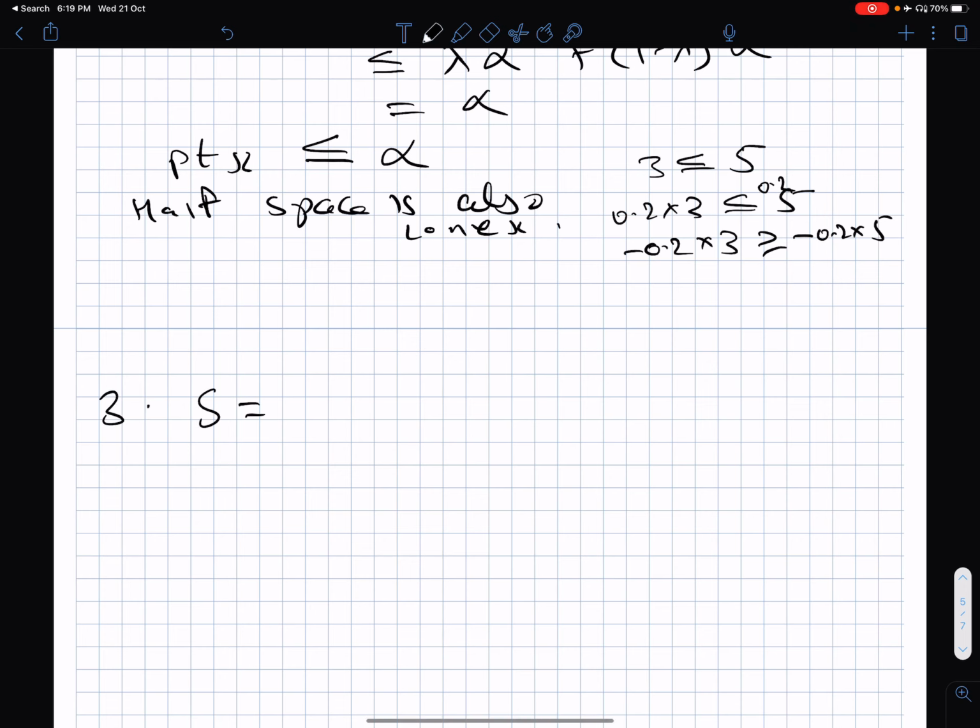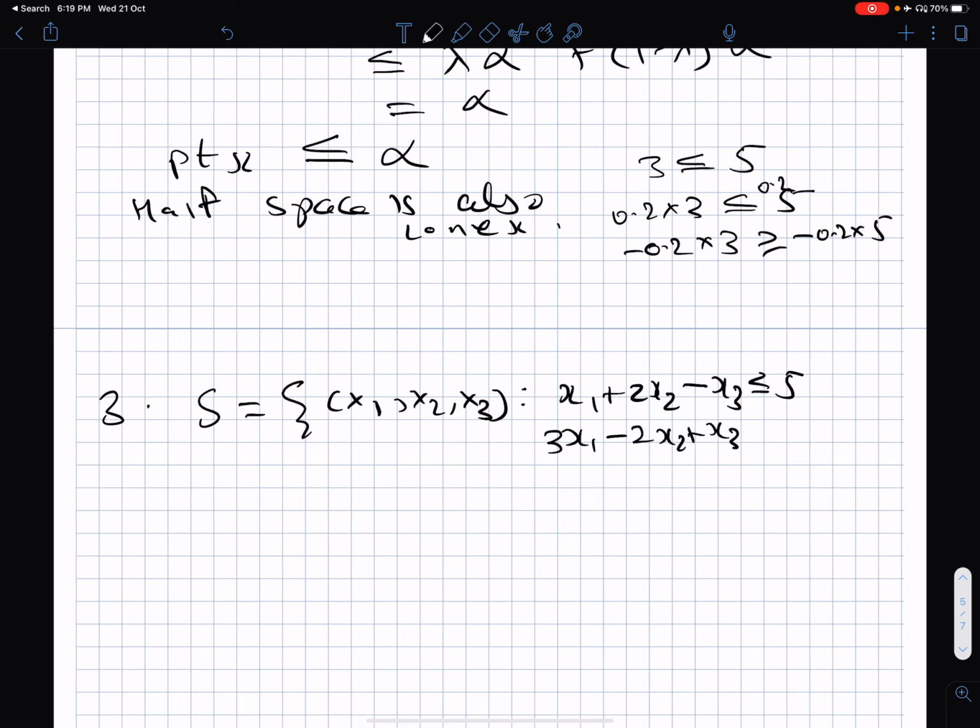Okay, so now let's look at another example. Let's say I have a set S given by the 3-tuple x1, x2, x3 such that x1 plus 2x2 minus x3 is less than or equal to 5, and 3x1 minus 2x2 plus x3 is less than or equal to 6. So both of these should happen. That means what am I looking at? I am looking at the intersection of two half spaces.